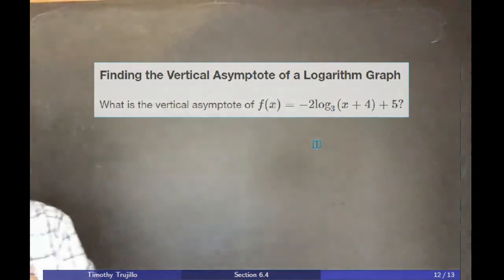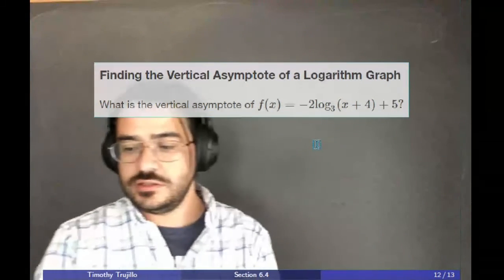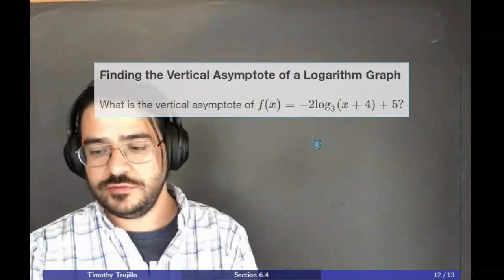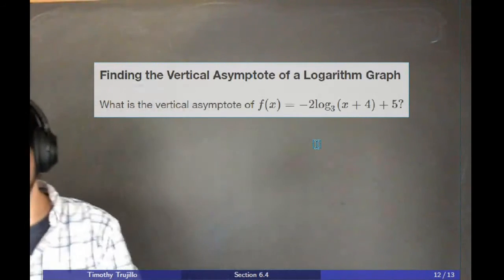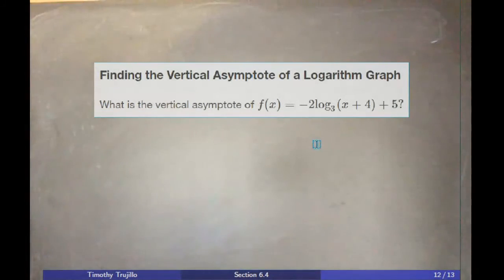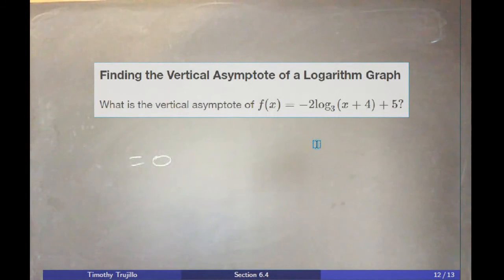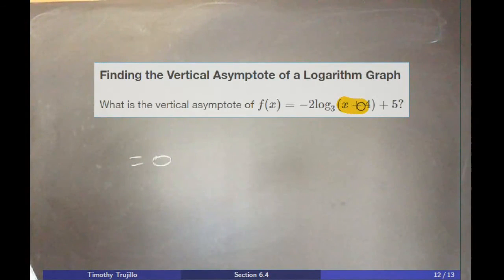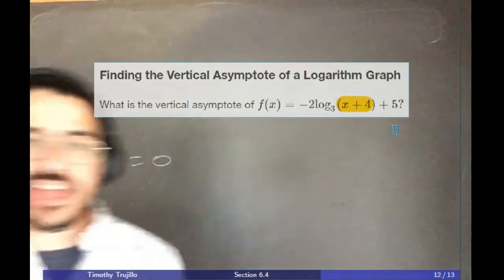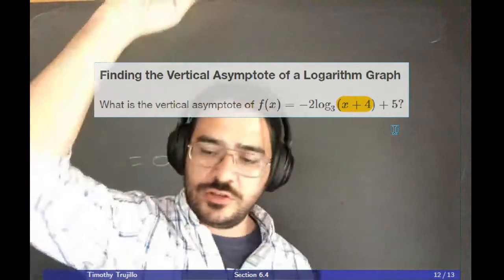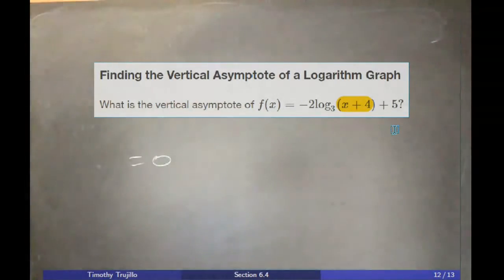But the question is not to find the graph of this or sketch the graph. Instead, it's just to find the vertical asymptote. And here, you should set something equal to 0, right? What should we set equal to 0 in order to identify that vertical asymptote? Yeah, it's whatever's between the parentheses, whatever is being input into the logarithm, right? Because when that hits 0, it's undefined, and you get this big blow up that goes up to infinity.